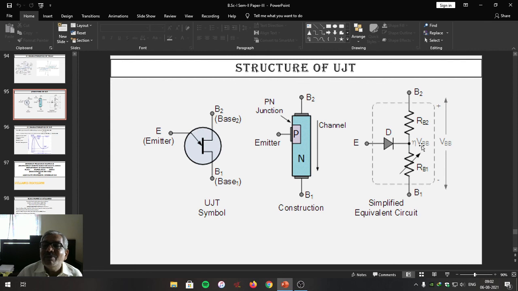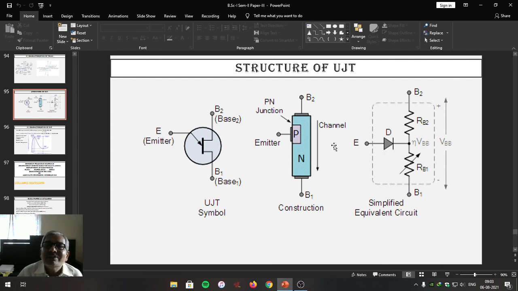If the supply voltage is 10 volt, and eta is provided by the manufacturer, it is in between 0.5 to 0.7. If it is 0.7, then eta into VBB is 7 volt. VD is almost very small, that is 0.2 volt for germanium and 0.6 volt for silicon. Accordingly, VP gets achieved.